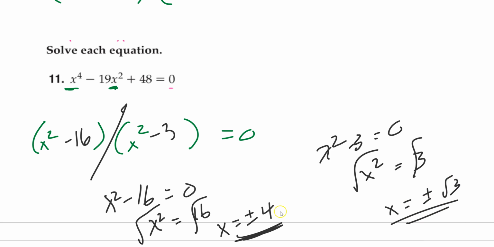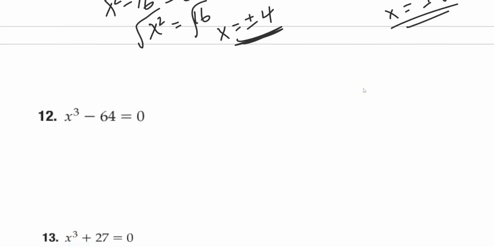One thing I want to point out, notice we have 4 answers, and they start off with x to the 4th. That's called the fundamental theorem of algebra. That should always be the case. Whatever the highest power is, that's how many solutions you should have. So I should have 4 solutions. Let's move on to the next one.